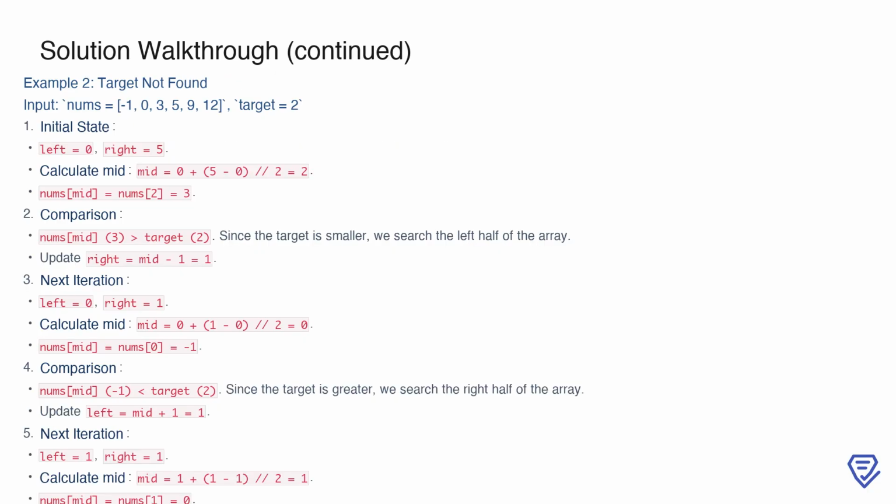Now, let's look at an example where the target is not found in the array. The input array remains nums equals [-1, 0, 3, 5, 9, 12], but this time the target is 2. Initially, left is 0, and right is 5. Calculating the middle index gives us mid equals 2, and the value at nums[2] is 3. Since 3 > 2, we search the left half of the array by updating right to mid - 1, which is 1. In the next iteration, with left equals 0 and right equals 1, we calculate a new mid as 0. The value at nums[0] is -1.